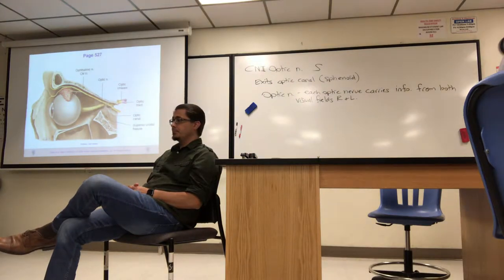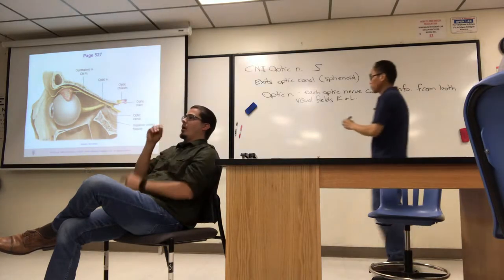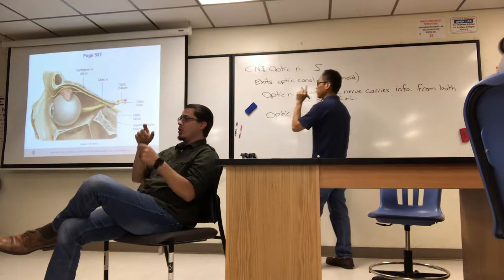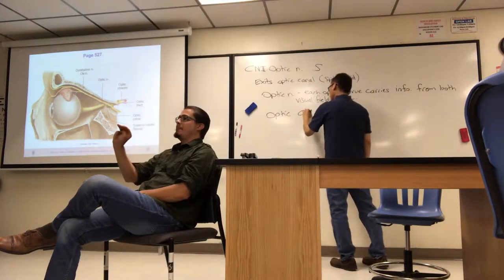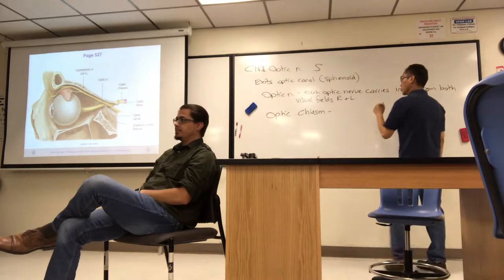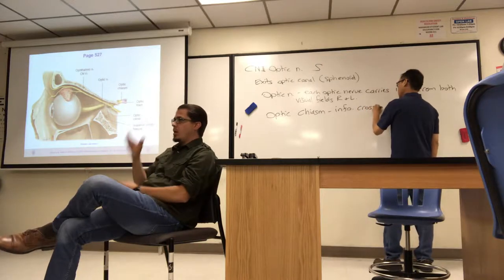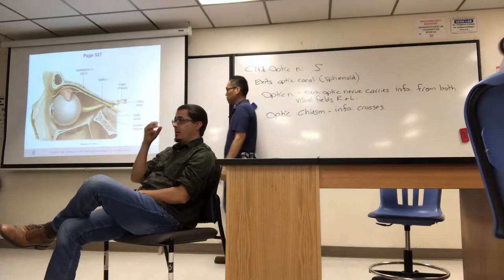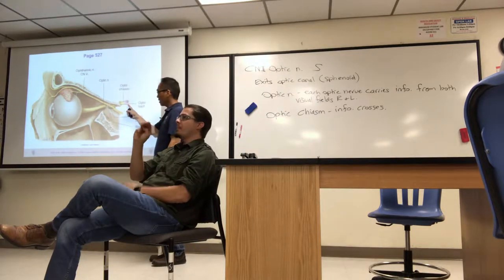The signals cross at the optic chiasm. So distinguish optic nerve from optic chiasm, where the optic nerves cross. So I'll just say info crosses. Info from right to left visual fields is going to cross at the optic chiasm. Then after that, color pink is the optic tract.